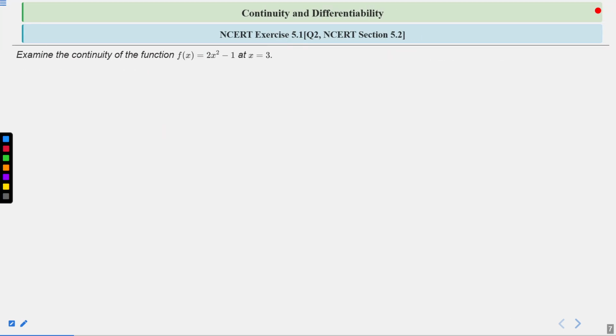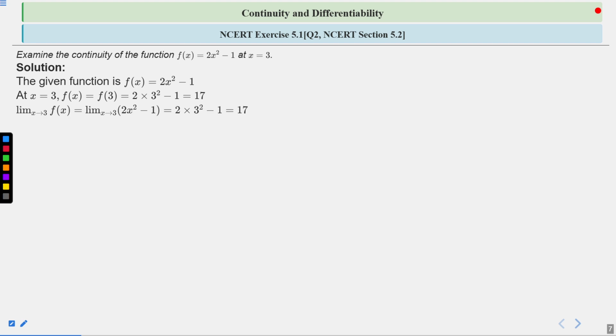So let us examine the continuity of the given function 2x square minus 1 at x equal to 3. The given function f(x) is 2x square minus 1. So at x equal to 3, f(x) will be equal to f(3), which is equal to 2 times 3 square minus 1, which is equal to 17. Now the limit as x tends to 3 of f(x) will be equal to the limit as x tends to 3 of 2x square minus 1, which will be equal to 2 into 3 square minus 1, which comes out to be 17.